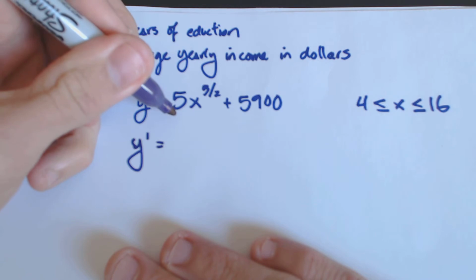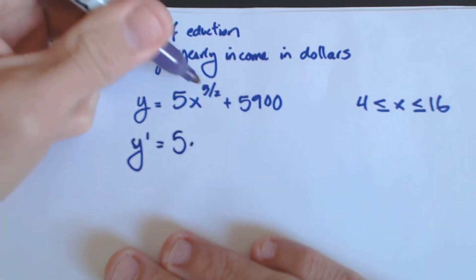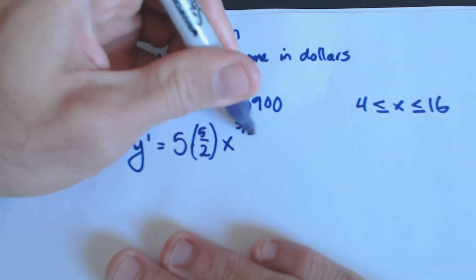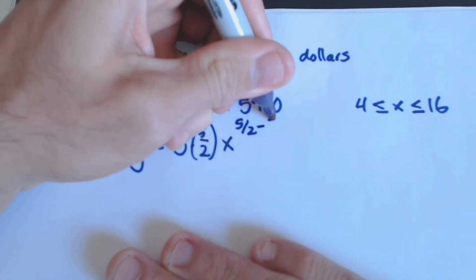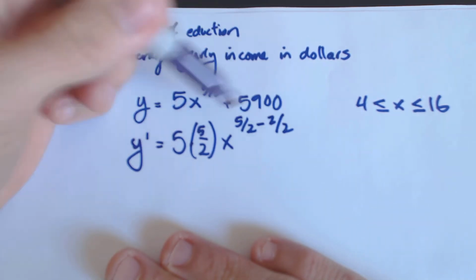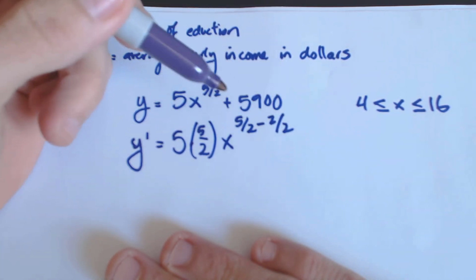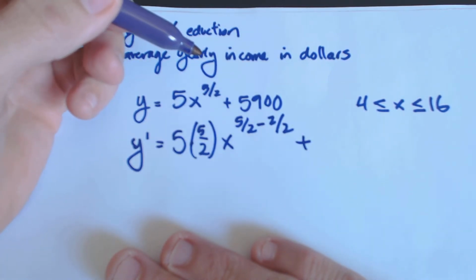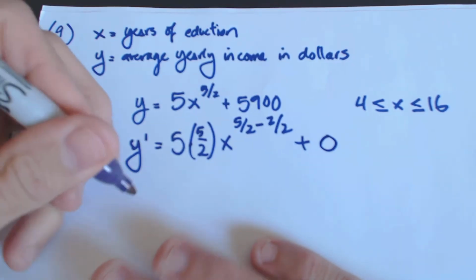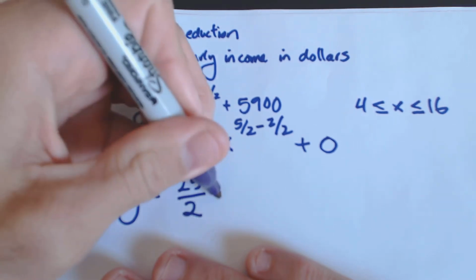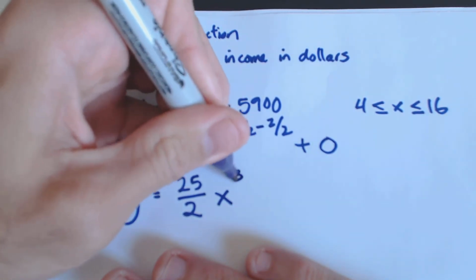So we're going to have the first term, we have 5 times 5 halves times x raised to the 5 halves minus 1. So let's just make it into 2 halves in order to have the common denominator here, so we can easily work out this exponent, plus the derivative of 5,900, which is a constant. The derivative of a constant is 0. So y prime equals 25 halves x raised to the 3 halves power.